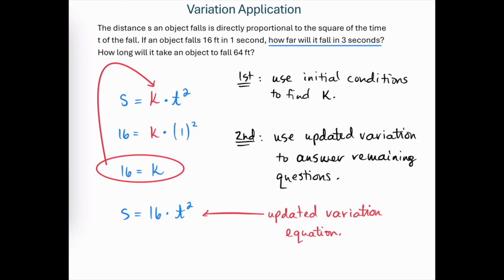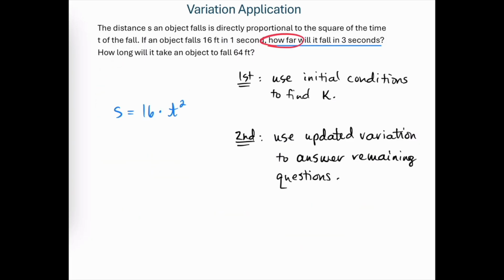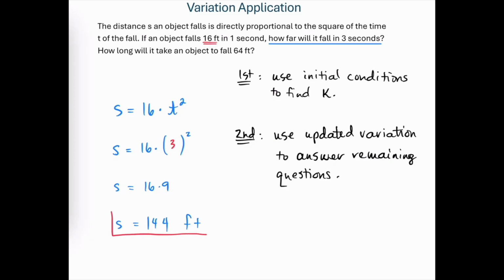And this is now what we're going to use in order to answer any remaining questions. So back up here in the word problem, we see that we were asked how far will this object travel in 3 seconds. So because we're asked how far, that's our unknown quantity. The distance is what we're being asked to find, but we're told that the object falls for 3 seconds, so we're going to plug in 3 for the amount of time. Now we have 16 times 9, which is 144, and since our initial condition distance was measured in feet, those are going to be our units.